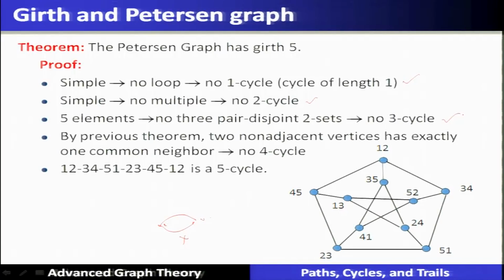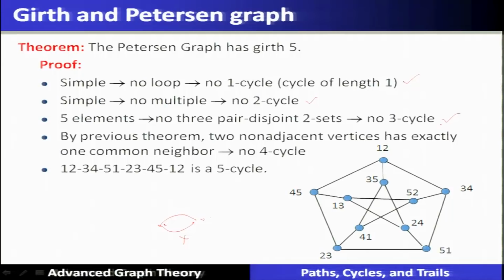Now, here in the five elements, in the previous theorem we have seen that no three pairwise disjoint two-sets will have two different nodes joining these three disjoint sets. So, basically there will not be a three cycle possible in this five element set. Similarly, in the previous proof we have seen that two non-adjacent vertices have exactly one common neighbor. So, there will not be any four cycle. There is no possibility of a three cycle or a four cycle, so there is a possibility of a five cycle.